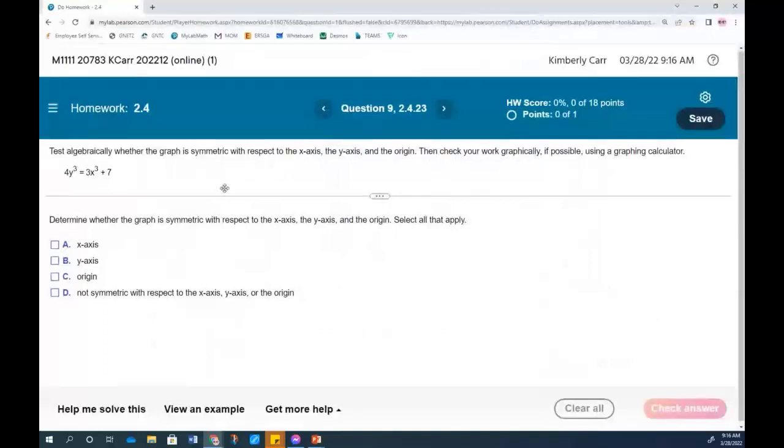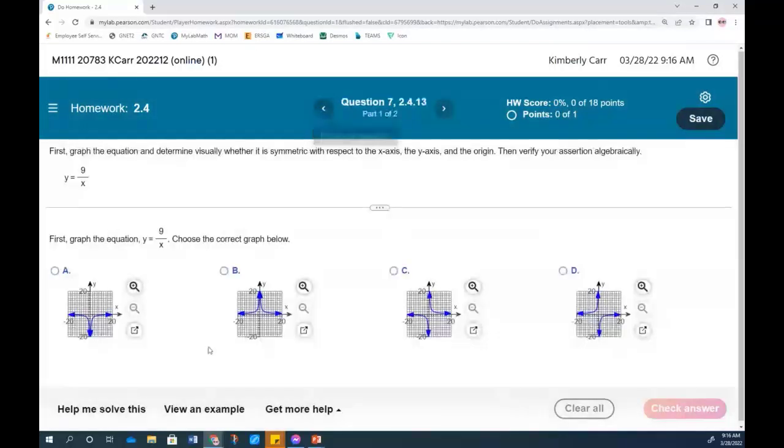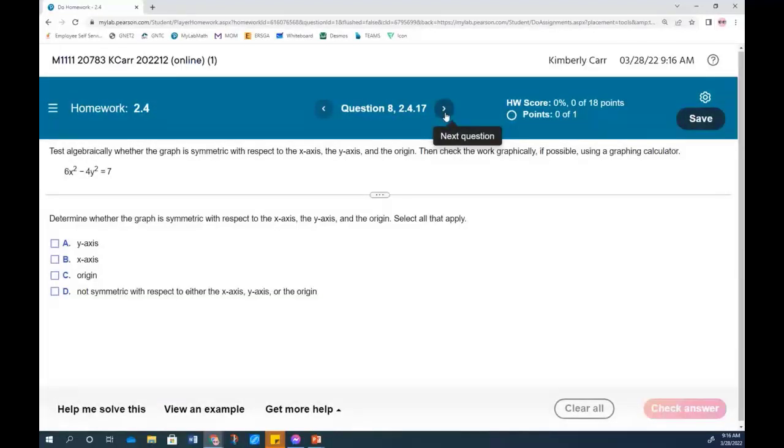So like test algebraically whether the graph is symmetric. So they didn't draw the graph on this one. On several of them, they do draw the graphs. So let me just kind of back up and let you see. Here it'll say graph the equation. On this one, you can just punch it into your calculator. It's in a y equals form if you need to, so you can figure out which one it is. And then you're going to see if it's symmetric. But on some of them, they don't have that multiple choice on there.